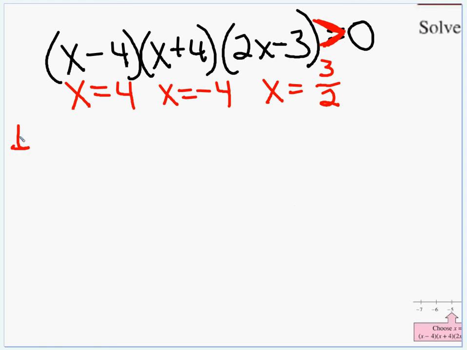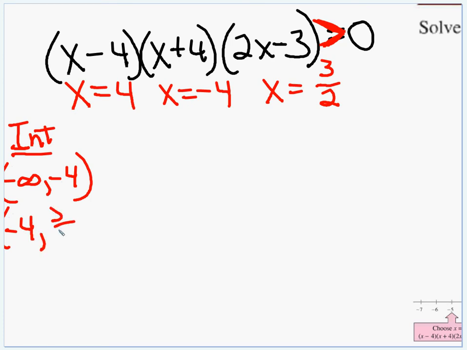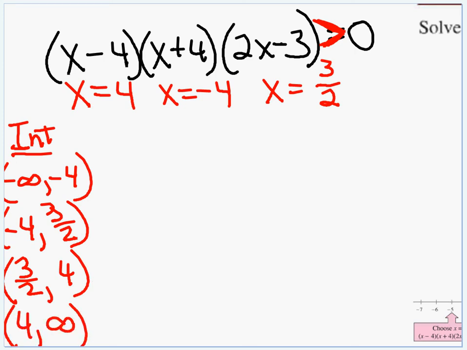Okay, intervals. We always start at negative infinity, and we're going to go to the smallest key number, negative 4. The next interval will pick up at negative 4 and go to the 3 halves, or 1.5 if you don't like fractions. And then we're going to go from the 3 halves to the positive 4. And then finally, we're going to go from 4 to infinity. So there's our 4 intervals. Let's find test values for each.